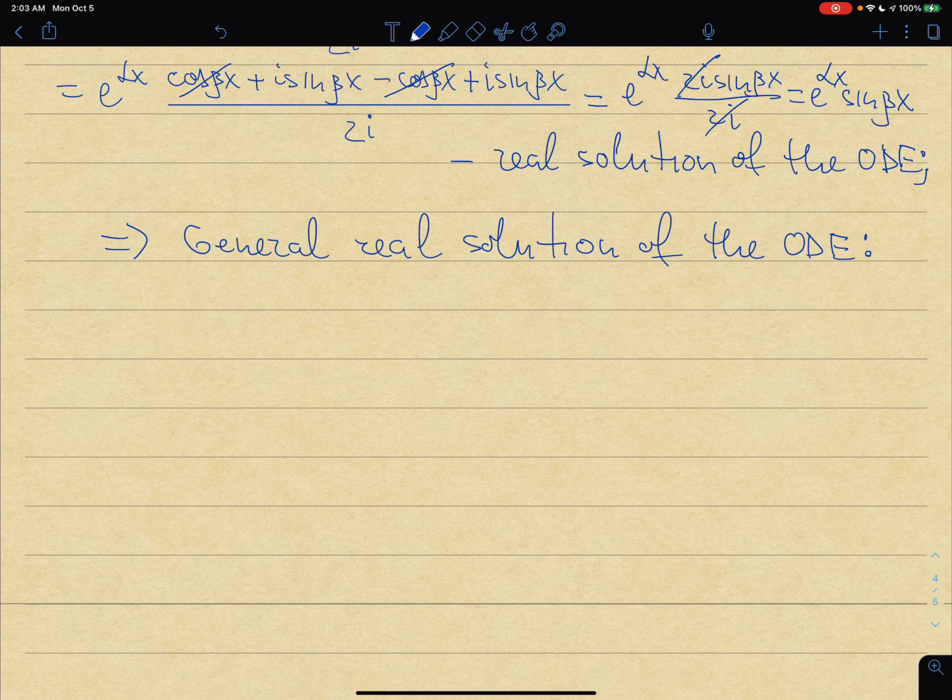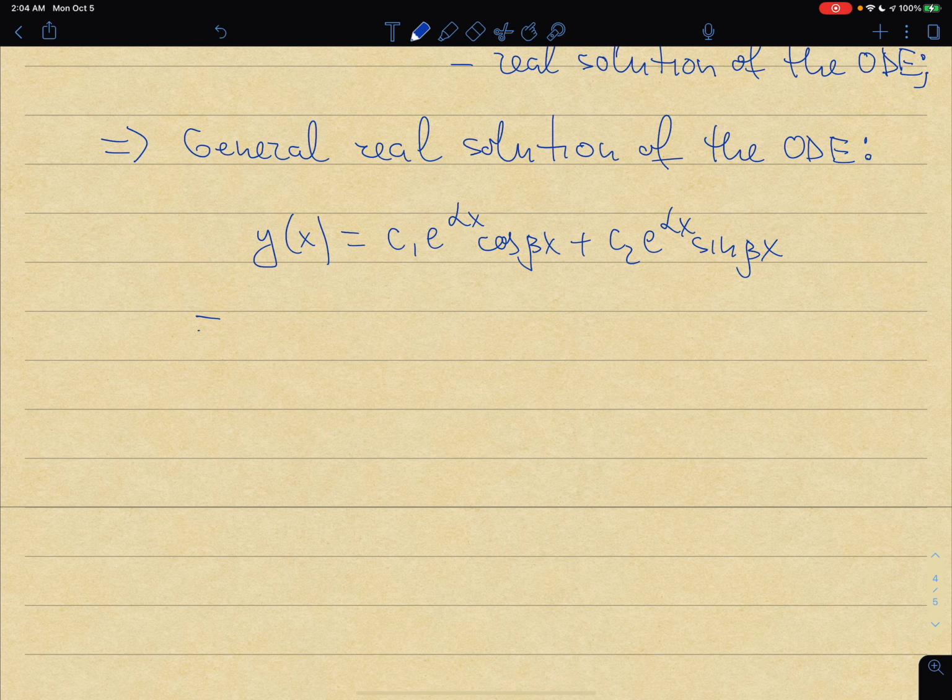is going to be y of x equal to c1 e to the alpha x cosine beta x plus c2 e to the alpha x sine beta x. And of course we can factor out e to the alpha x, so y of x is e to the alpha x times c1 cosine beta x plus c2 sine beta x.